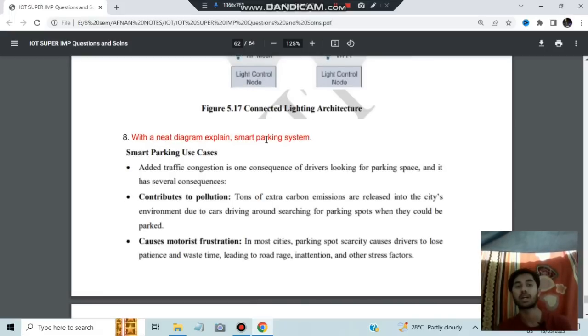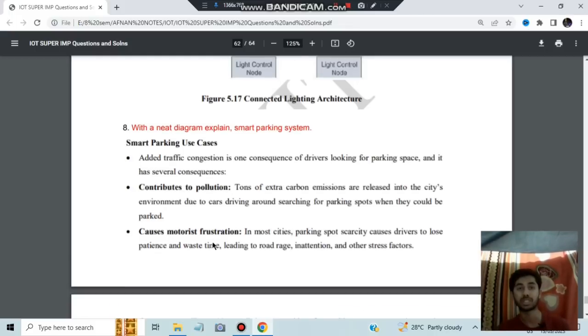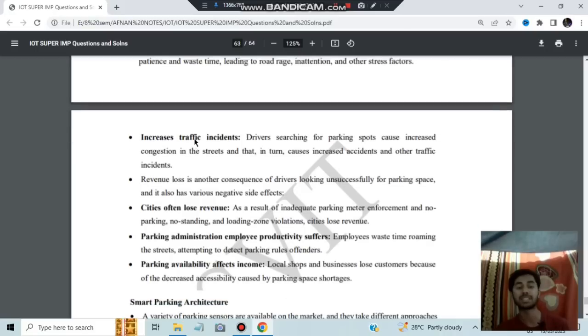What happens if you make a smart parking system? The use cases are that the contribution to pollution will be reduced if people spend less time finding parking, and it reduces the frustration of motorists, and it decreases traffic incidents. The cities often lose revenue when there are fewer parking areas, and administration employee productivity suffers. The employees will be suffering telling people where to park the car. So how can you make it a smart way?